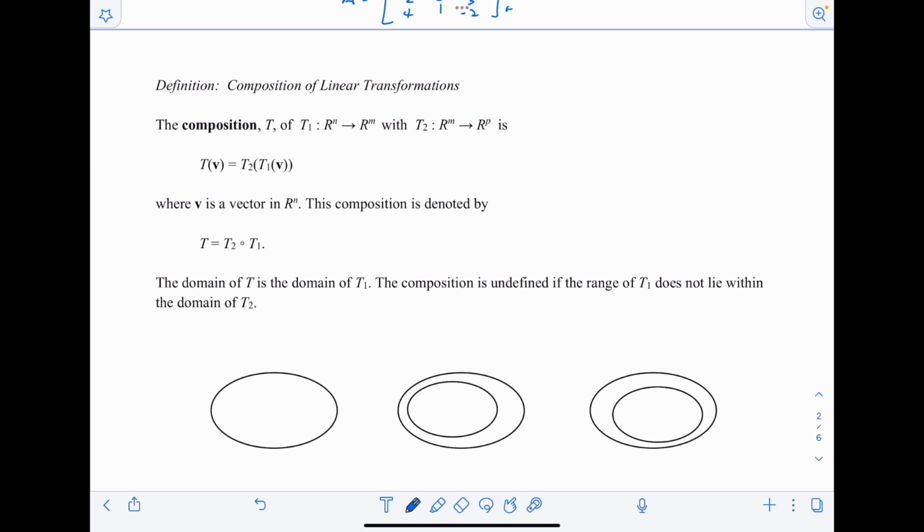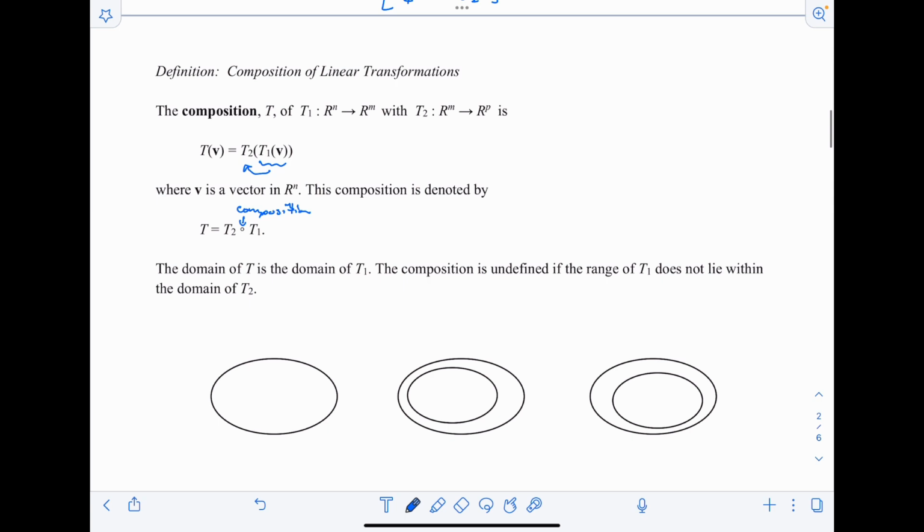T2 then mapping from Rm to Rp is T of V equals T sub 2 of T sub 1 of V. So again, it's that idea that we're starting on the inside. We start with this T1 of V, and then we work that into T2. So it's that inside out idea. And here, V is a vector in Rn, and the composition is denoted by the following symbolism. That little open circle just means composition. And a little note that the domain of T is the domain of T1. The composition is undefined if the range of T1 does not lie within the domain of T2.